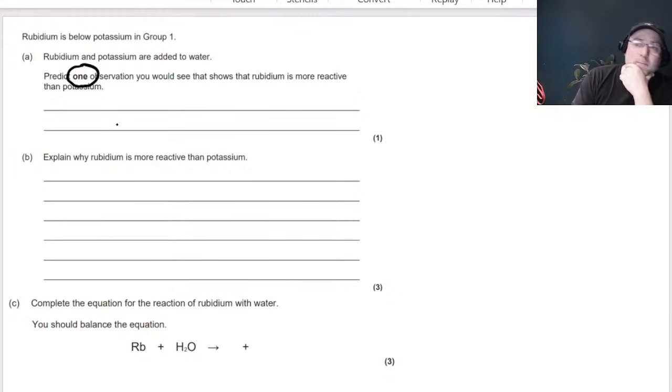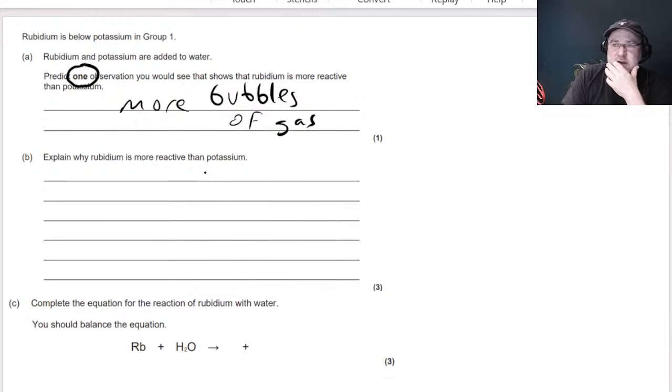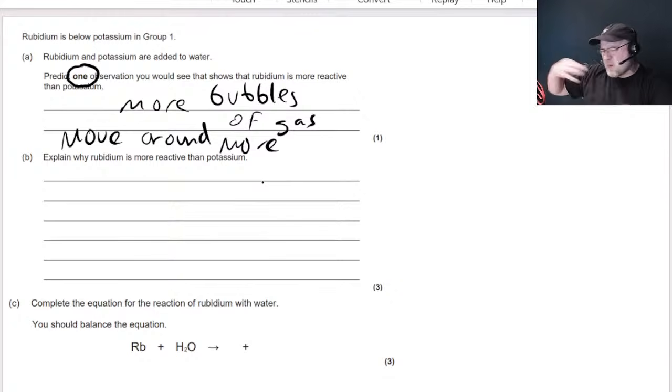Explosion, bubbles, yeah, more bubbles. That is the easiest answer to go for, right? More bubbles of gas. You don't even really need to say of gas. Effervescence, more fizzing are alternative explanations for that. Move around more on the surface, but that's a bit long, but move around more. You might say a more violent reaction, and they might give you that for the violence. What they mean by that is bubbles, flame, a bigger flame.